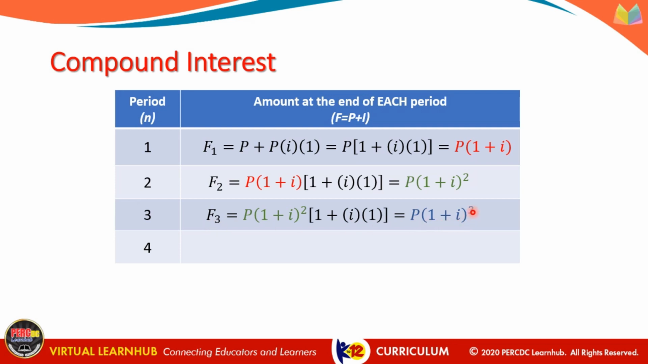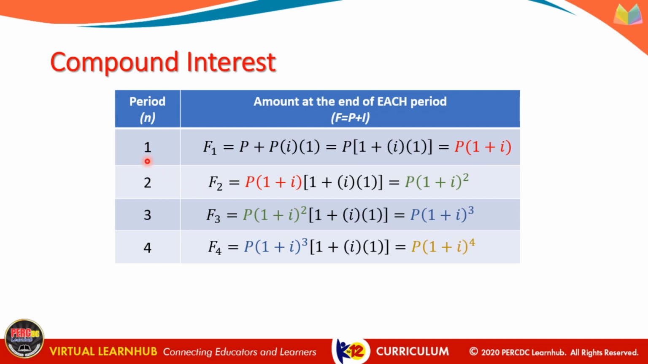And the value of the investment at the end of the fourth year would be P times quantity 1 plus I cubed. We have here again the value of the investment from the previous year, the end of the third year, times 1 plus I times 1. This is for the interest gained for another one whole year, the fourth year. That's 1 plus I cubed times 1 plus I, which gives us 1 plus I raised to 4. So the value of the investment at the end of the fourth year would be P times quantity 1 plus I raised to 4. Okay?